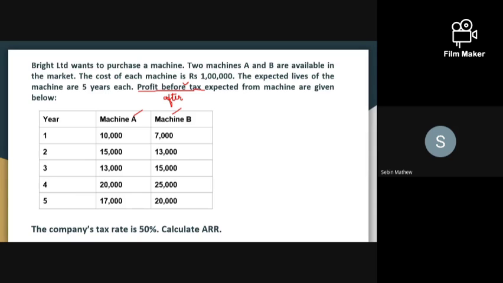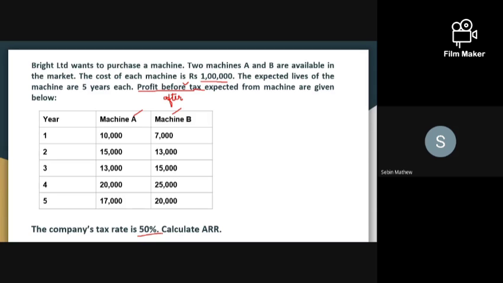Similarly, our denominator is our average investment, and the investment is given here. You look at the question. Each machine has an investment of 1 lakh. For both machines, the investment value is 1 lakh. Clear? And what is the tax rate given in the question? The tax rate given in the question is 50%. So you need to charge that 50% as the tax rate.